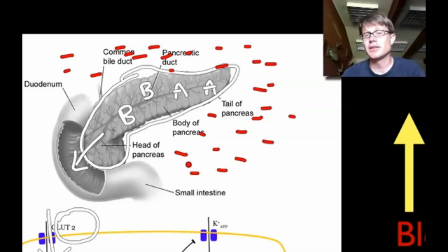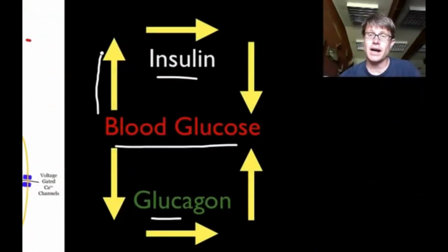And it's going to trigger cells in your body to take in that blood glucose. And it's also going to tell your liver to store that as glycogen. And so when your blood glucose level goes too high, insulin is secreted, and that's going to cause your blood glucose level to go down.